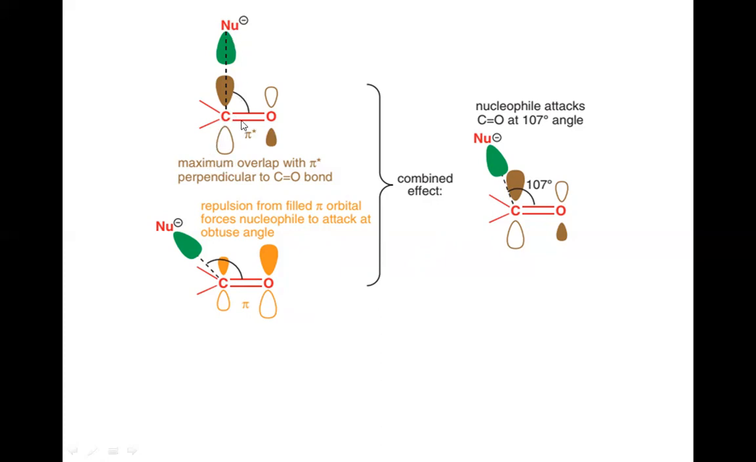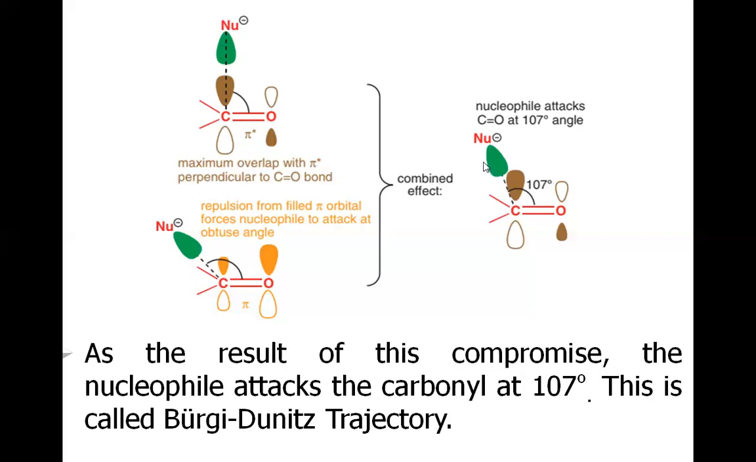So the nucleophile may have the maximum overlap if it comes perpendicular to the carbonyl. This will give us the maximum overlap. This is a very good situation. But the problem is that in doing so, the nucleophile experiences repulsion from the pi electron density of the carbonyl. So this makes the nucleophile attack slightly in an inclined manner, to avoid the repulsion of these pi electrons. So this is basically a compromise between two opposing phenomena.